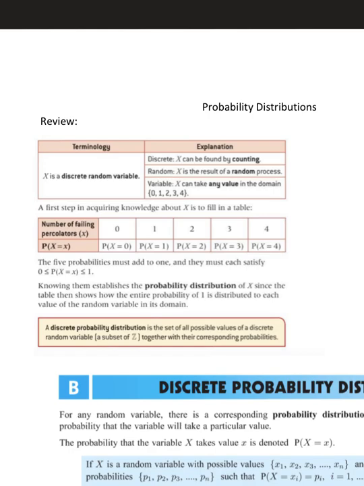So these numbers here, those are values of your random variable represented by little x, right? x sub 1, x sub 2, x sub 3, x sub 4, and x sub 5. And lastly, a discrete probability distribution is the set of all possible values of a discrete random variable, a subset of the integers, together with their corresponding probabilities.